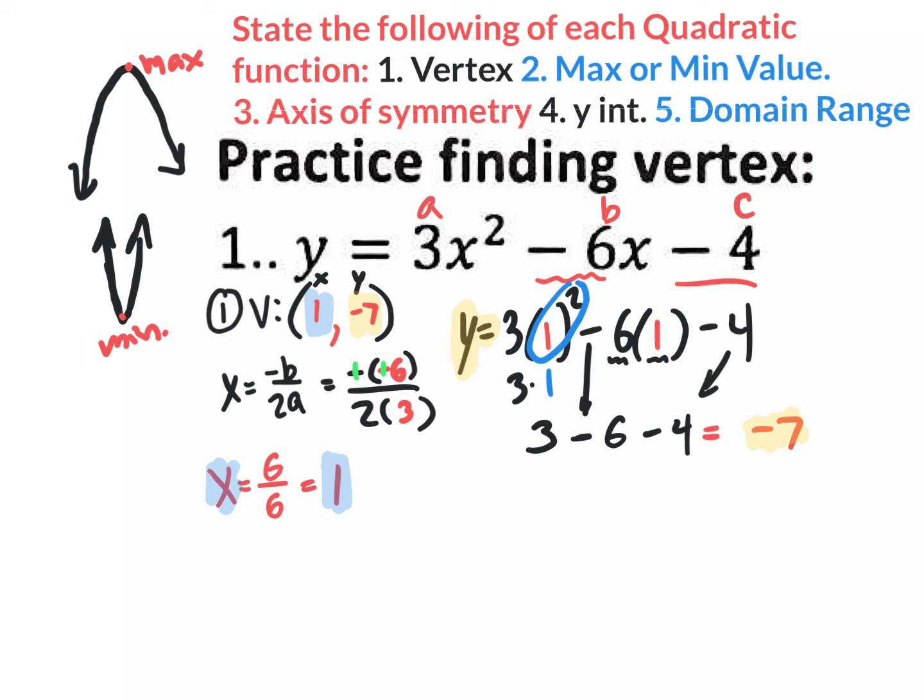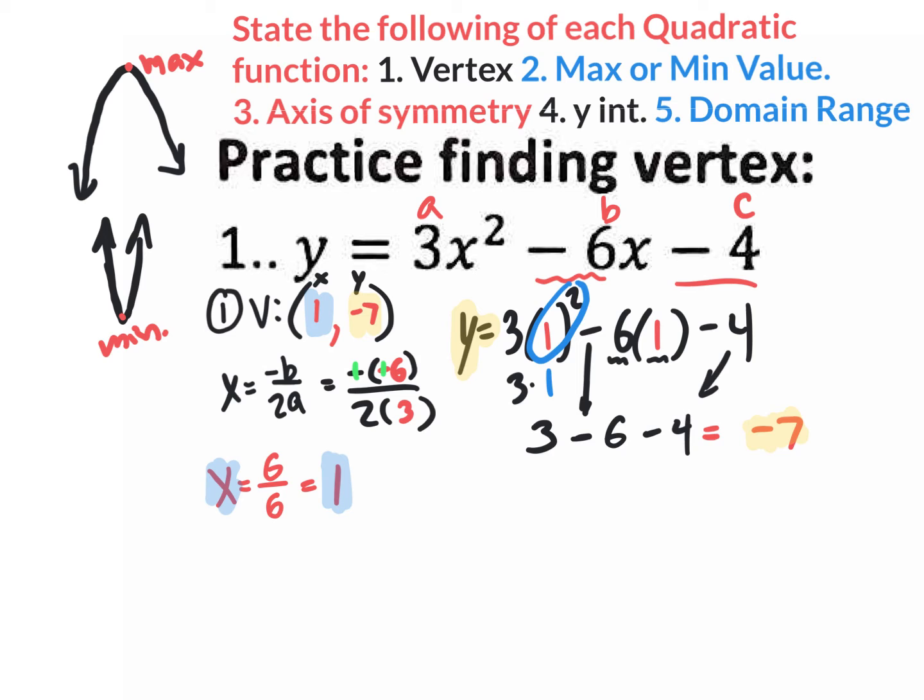For something to have a minimum value, it has to open up. It's going down, down, down, reaches the lowest point, which is technically the y value of your vertex, and then it goes back up. Okay? Anyway, so to answer this second part, do we have a maximum or minimum value? Do we have a max or min? Minimum, because it's opening up, so it has to be a minimum.